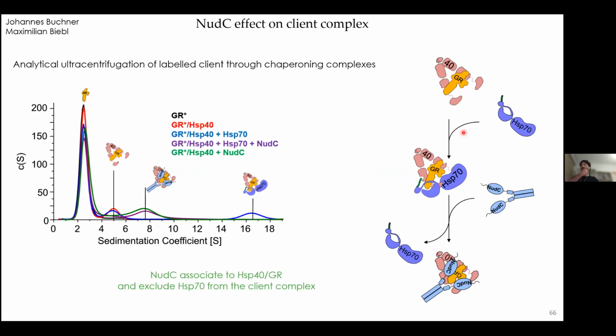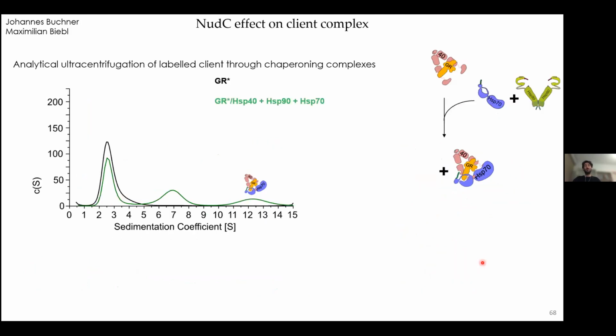So what we think happened in that case is that we have our ternary complex that involves client, HSP70, and HSP40. And when Nazi comes in, it excludes HSP70 from this complex. This is something we know from the crystal structure: there is competition between Nazi and HSP70 for the binding to HSP40. And once HSP70 is excluded, we create a complex that includes HSP40, Nazi, and the client. Now we can add more chaperones to the system. We can look at what happens with Hsp90.